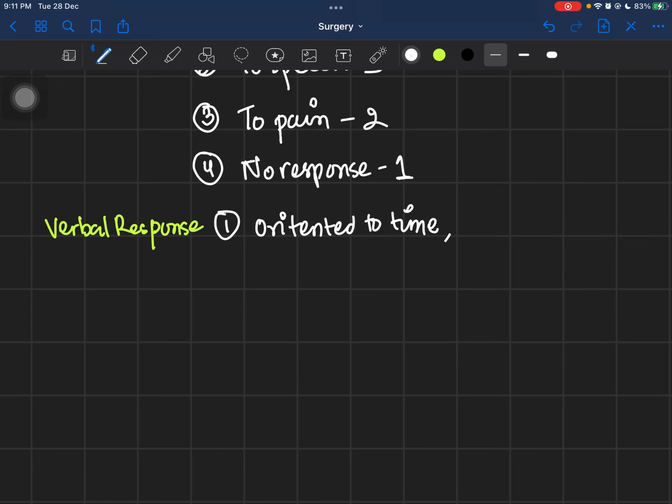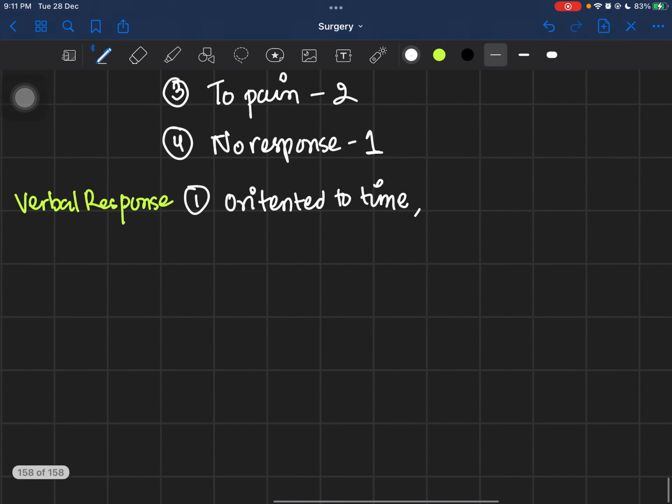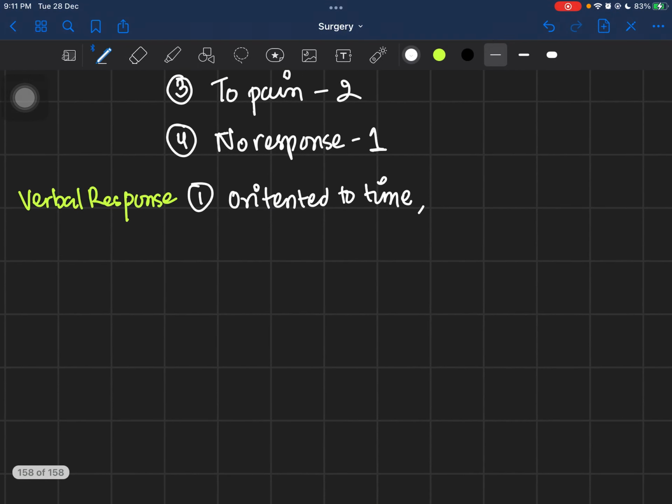You go and ask them, do you know what time of the day this is? Do you know what month this is? Do you know where you are? Do you know who I am? And if the patient is able to answer all of your questions satisfactorily, then you give them a score of 5. So if the patient is oriented to time, place, and person, you give them a score of 5.